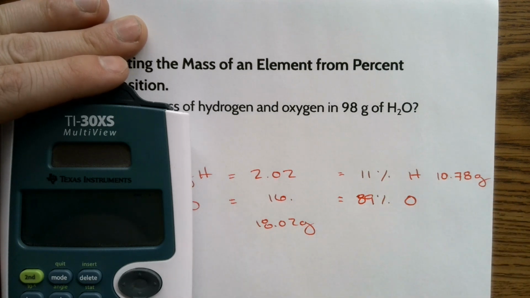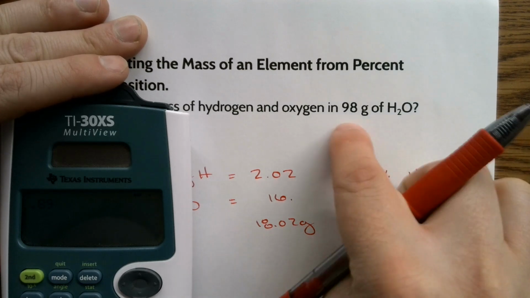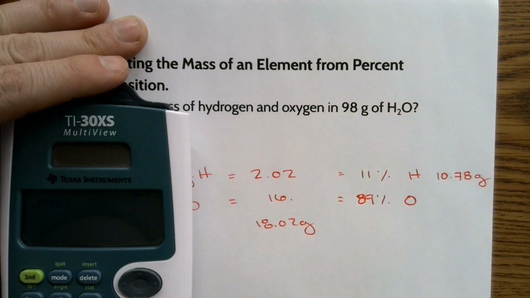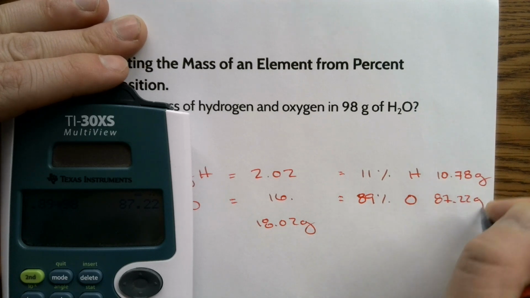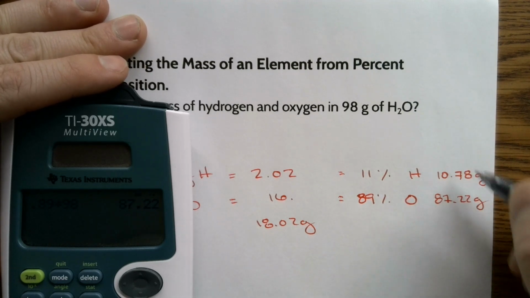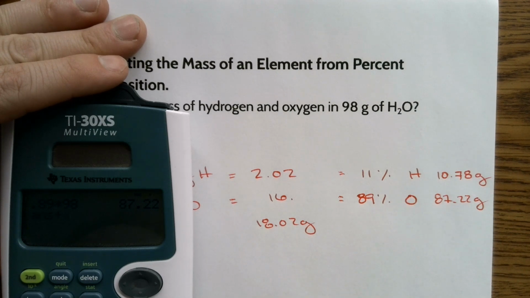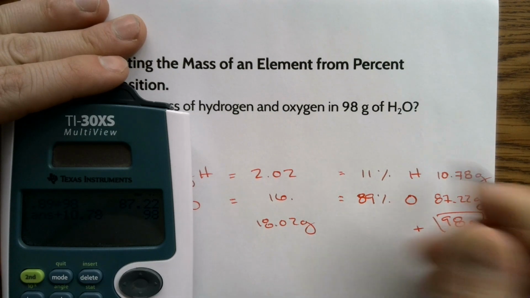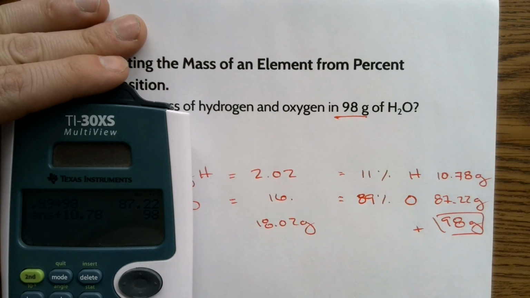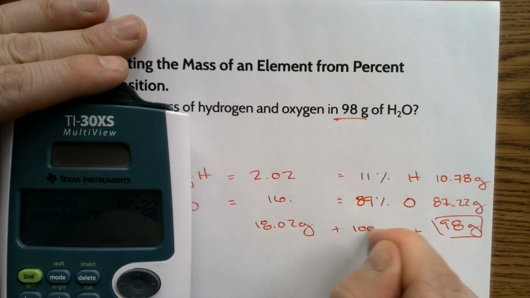And then I'm going to multiply the other part, 89% times the number that we were given, 98 grams of water, and that's going to tell me that it's going to be 87.22 grams of oxygen. So if I add these together, it gives me a grand total of 98 grams, which is what I've been given up above. And if we add the percentages together, it equals 100%.